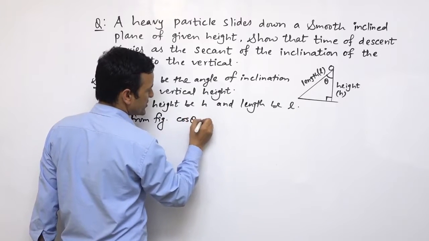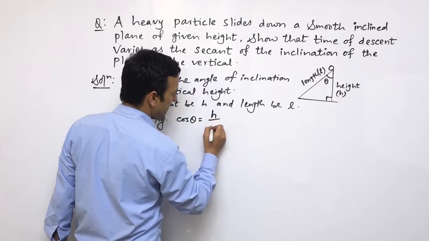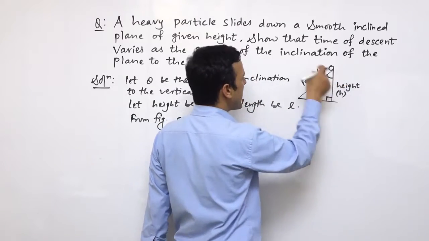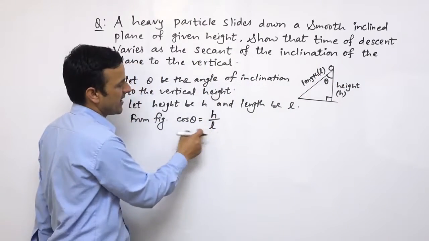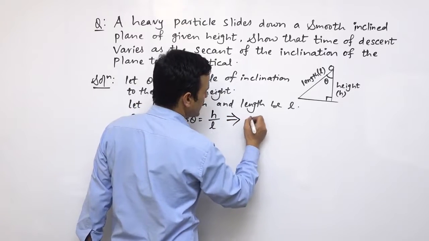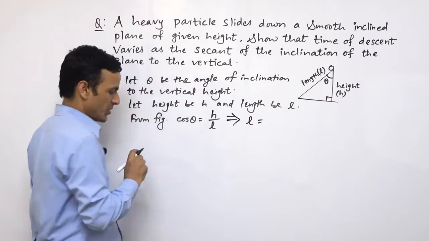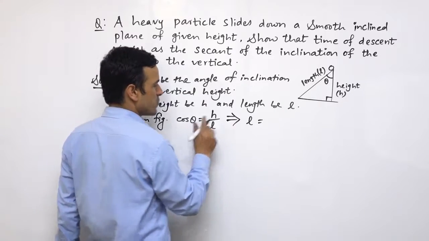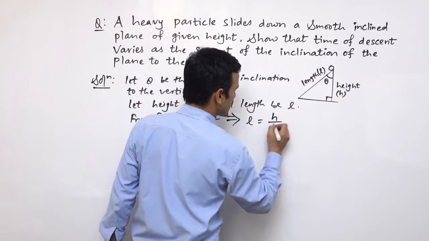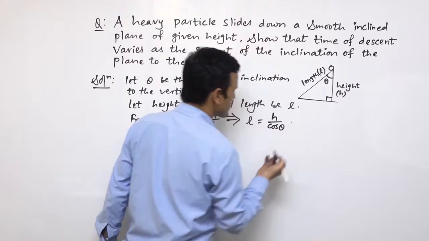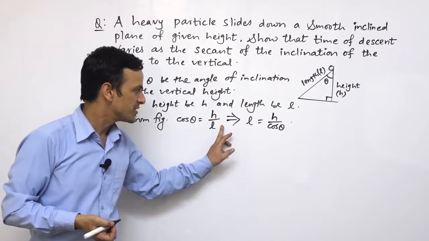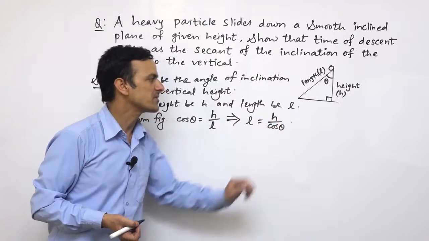From the figure, cos theta is equal to b by h, it will be h by l. So from this we get the value of l, which is useful to substitute in the next equation of motion. So l means h upon cos theta, so l will be h upon cos theta.